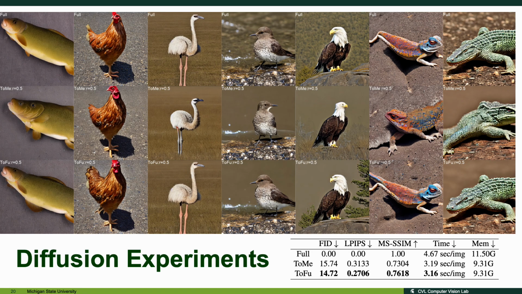We can also apply token fusion to diffusion models. The top row shows the images generated with full tokens. The second row shows the previous method, token merging, result. Note that some contents change from the full model result. The last row shows the token fusion result and is able to preserve the overall structure better.